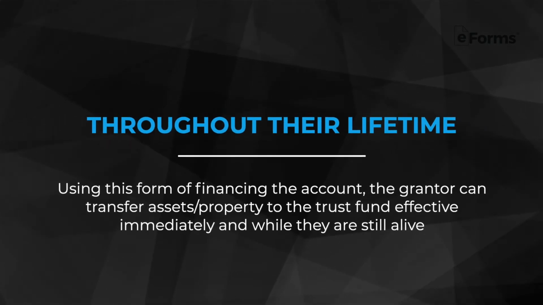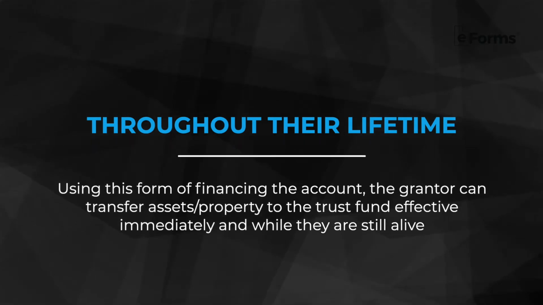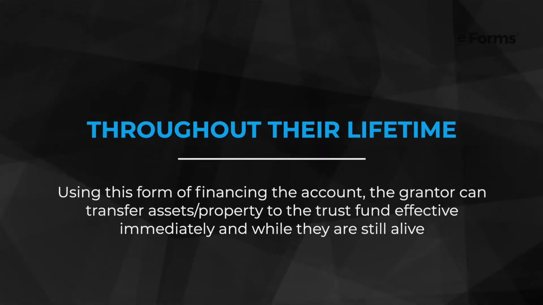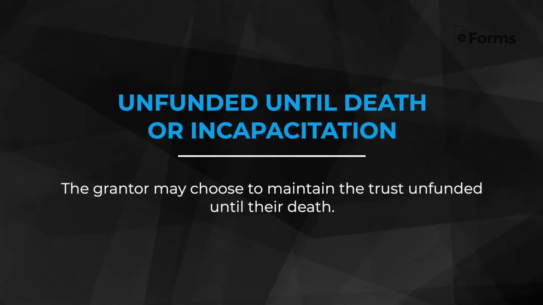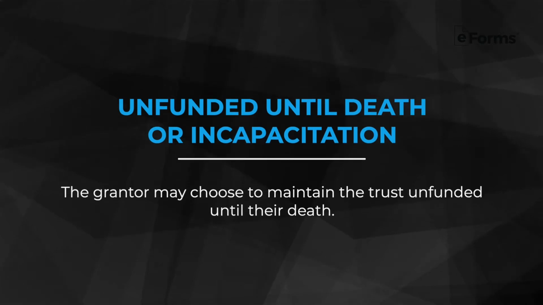There are essentially two methods in which a grantor can fund their trust. Throughout their lifetime, using this form of financing the account, the grantor can transfer assets or property to the trust fund effective immediately and while they're still alive, or unfunded until death or incapacitation. The grantor may choose to maintain the trust unfunded until their death. This is often done through retitling property with provisions stating it takes effect only upon the grantor's death.